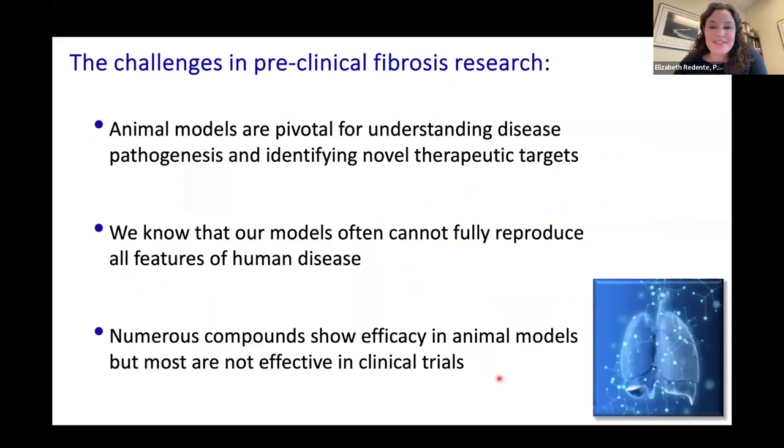So there are many challenges that we face in our preclinical fibrosis research. And we know that our animal models are pivotal for understanding disease, pathogenesis, and for identifying novel therapeutic targets. But we also know that our models cannot often fully reproduce or recapitulate all of the features of human disease. And because of that, numerous compounds throughout time have shown efficacy in our animal models, but are not effective or do not show promising results when they get moved into clinical trials.